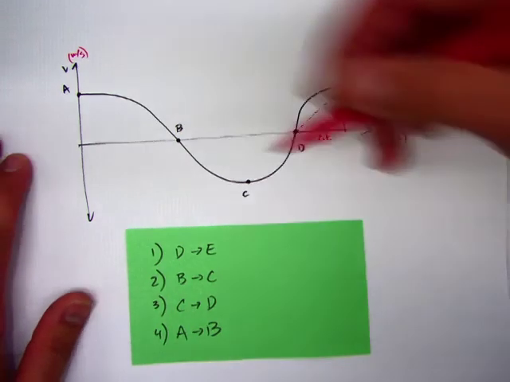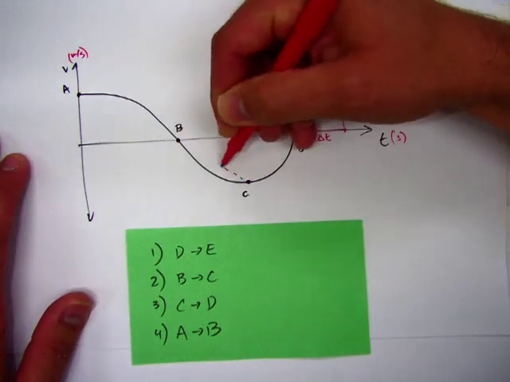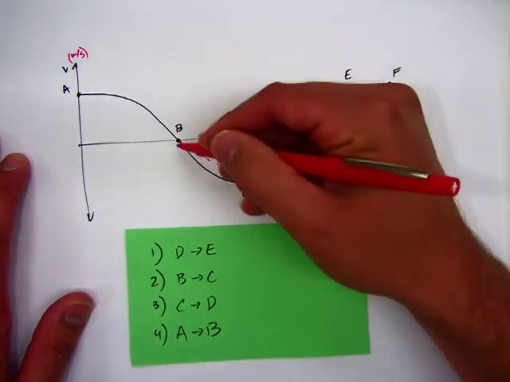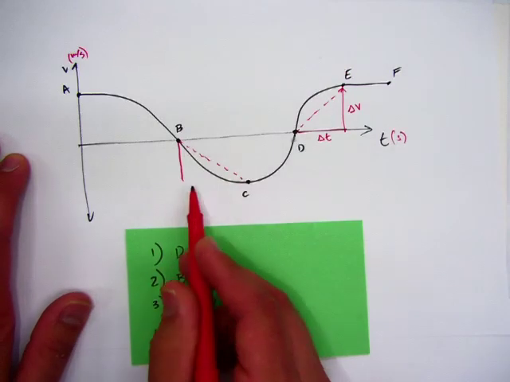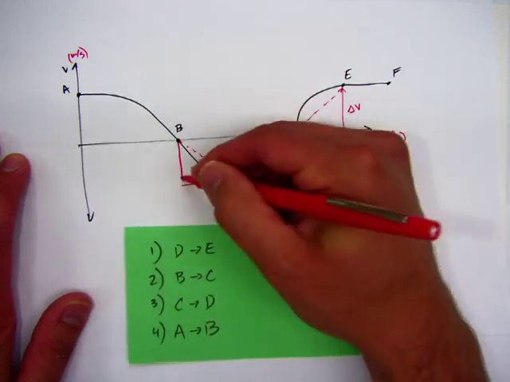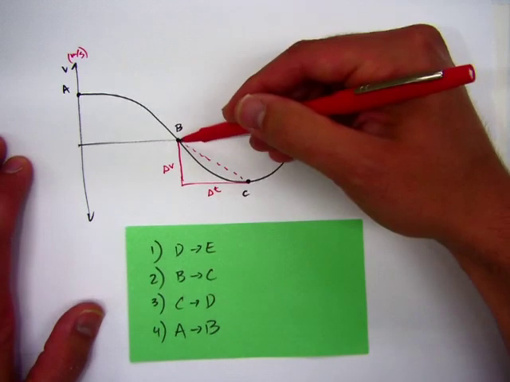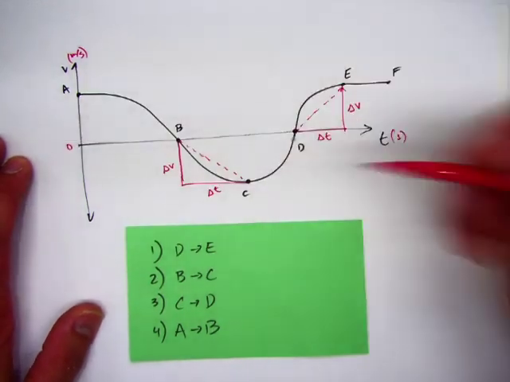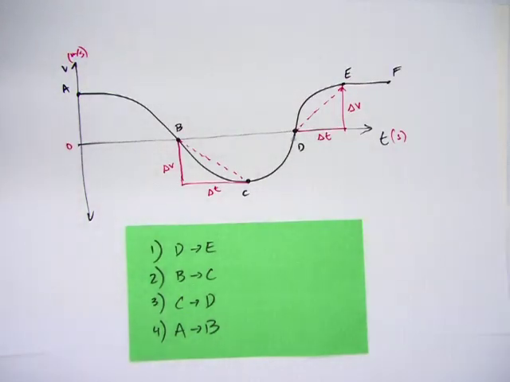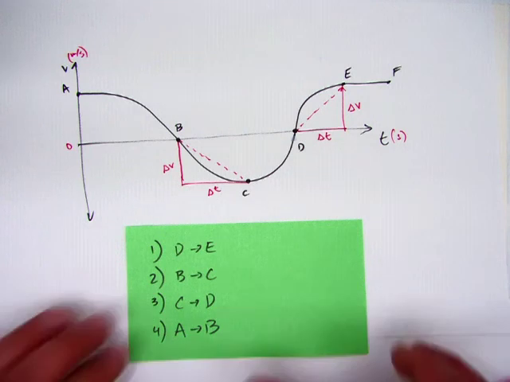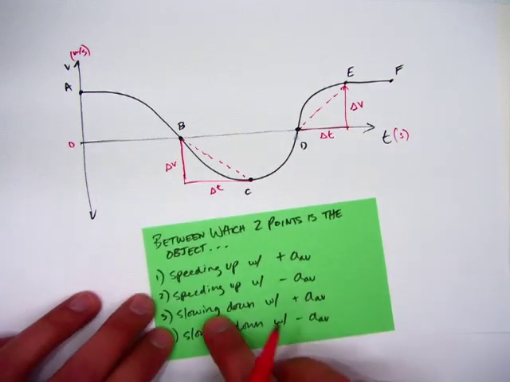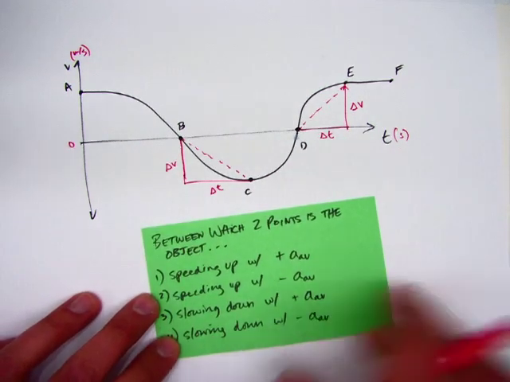From B to C, I am also speeding up, meaning I'm moving faster, right? At B, I have a velocity of 0. At C, I have a faster velocity, but it's in the negative direction, so my acceleration in that case would be negative. Slowing down with a positive, slowing down with a negative.